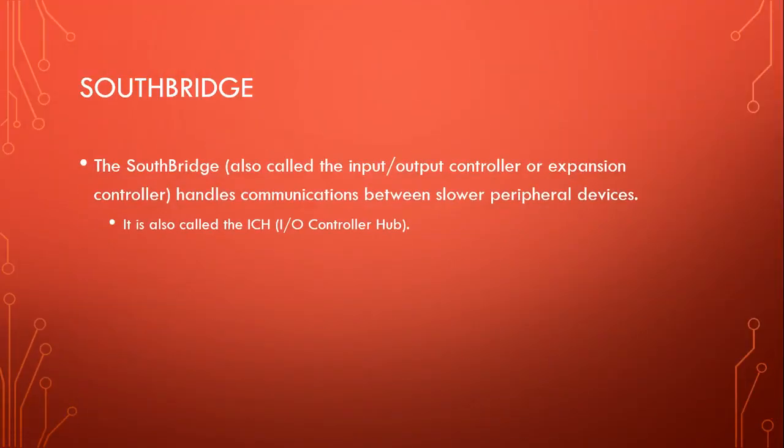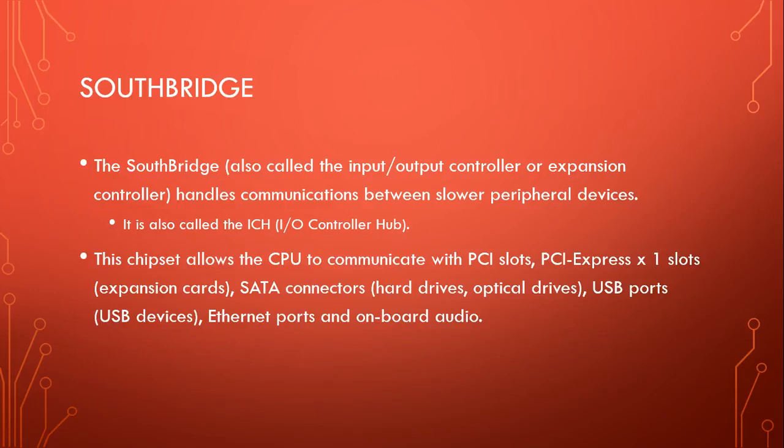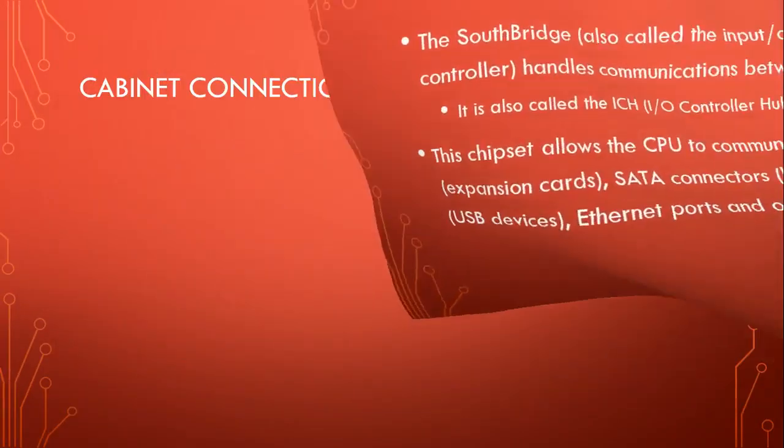The south bridge, though, still exists, and the south bridge, which is also known as the input-output controller or expansion controller, handles communication between slower peripheral devices. It is also known as the ICH or I/O controller hub. This chipset allows the CPU to communicate with PCI slots, PCI Express, SATA, USB, Ethernet, and onboard audio.